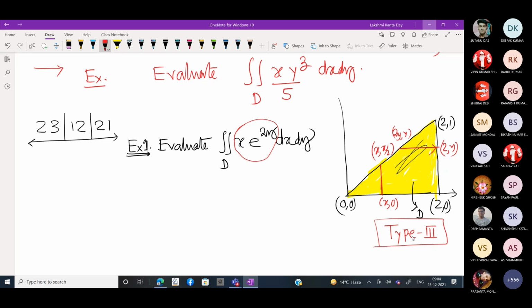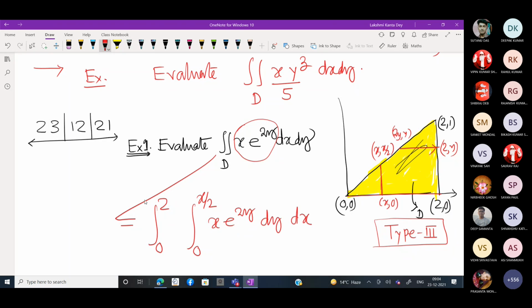You see, I can evaluate this integral by means of an iterated integral. What is that? If we go in this direction, then x is running from 0 to 2. That is your x. And y is running from 0 to x by 2. So 0 to x by 2, and x e to the power twice y, then it will be dy and dx. Okay, so in this way we can do.